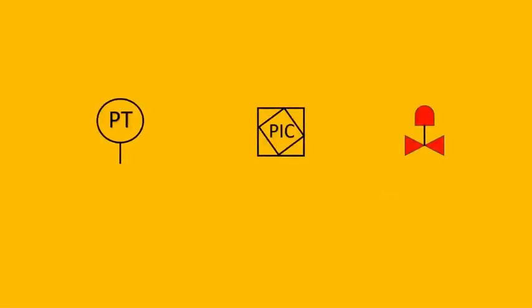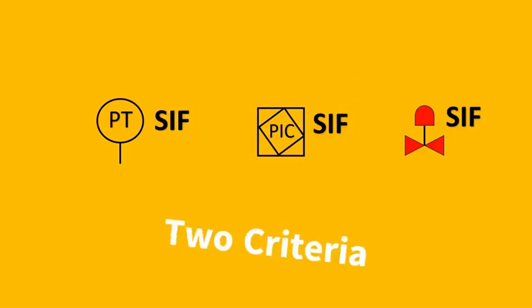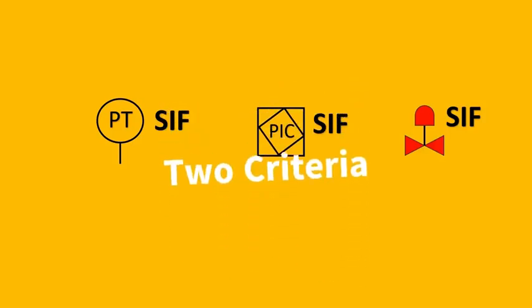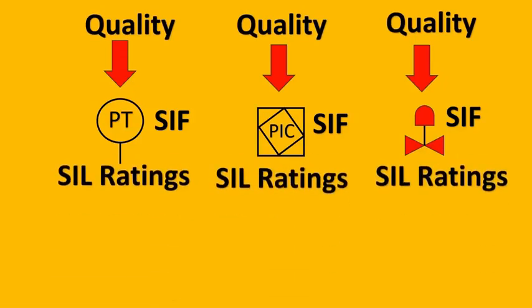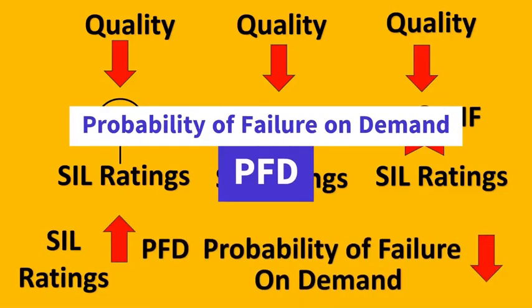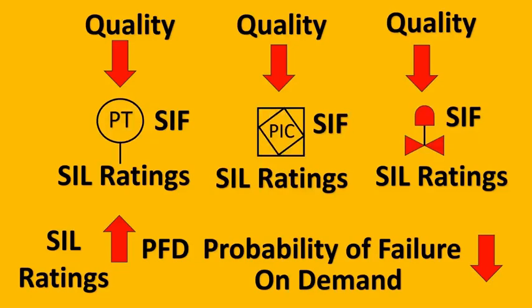Now these individual components which we just now saw, called SIF, safety instrumented functions, have to meet that SIL. In order to meet that SIL, you have two criteria. The first one is the quality of the components. So basically each individual component also has a SIL rating. Now the higher the SIL rating, the lower is the probability of failure on demand, which is called PFD in short. So SIL 4 will have the lowest PFD, and SIL 1 will comparatively have a higher PFD.